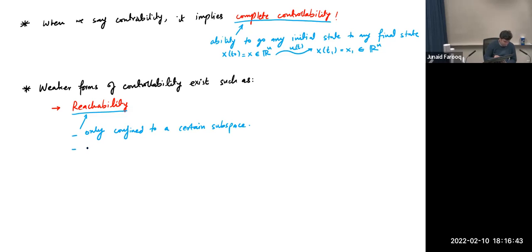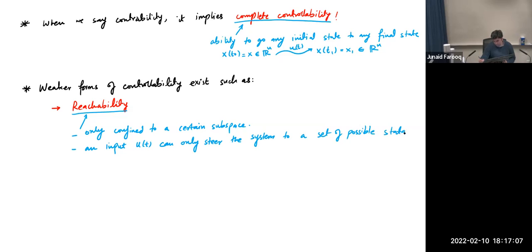In other words, an input u(t) can only steer the system to a set of possible states. So you cannot reach every state, but there's a set of states that you can reach. That's the idea behind reachability.